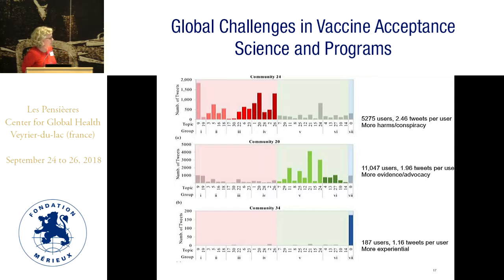And this also shows that the machine can look at the clustering of communities. For example, one of the negative communities, Community 24, had 5,275 users. They put out 2.46 tweets per user, and those were related to harms and conspiracy. Whereas a bigger community with over 11,000 were putting out fewer tweets each, and they were more around evidence and advocacy, whereas Community 34, which was about experience, and this particular group were actually connected to each other, were only putting out just over one tweet per person. So that was that, oh God, I had the vaccine today, or I'm going to get it today, I'm nervous, that kind of thing.